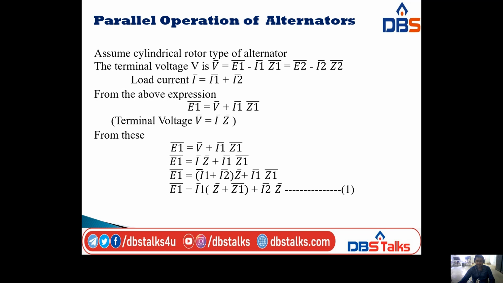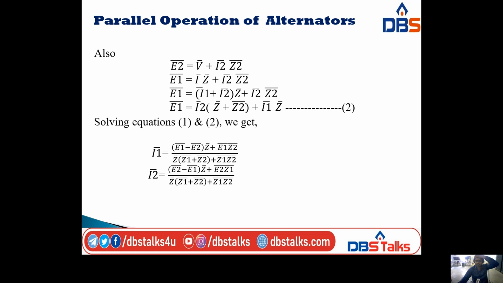Next, E2 bar is equal to V bar plus I2 bar into Z2 bar, and here also I substitute I bar into Z bar for V bar. There is a mistake here, it is not E1 bar, it is E2 bar, please correct this. So E2 bar is equal to I bar into Z bar plus I2 bar into Z2 bar, and in the I bar place I substitute I1 bar plus I2 bar. Now the equation becomes I1 bar plus I2 bar of Z bar plus I2 bar into Z2 bar, and lastly E2 bar is equal to I2 bar of, here I am taking the common term, I2 bar.